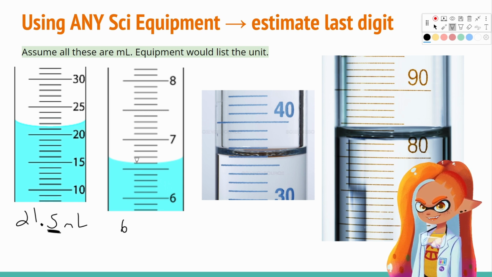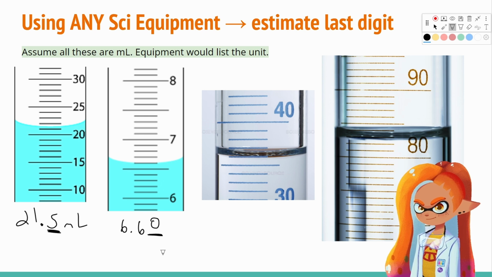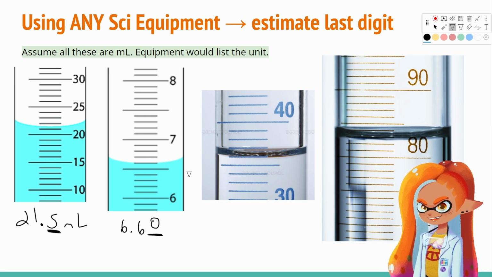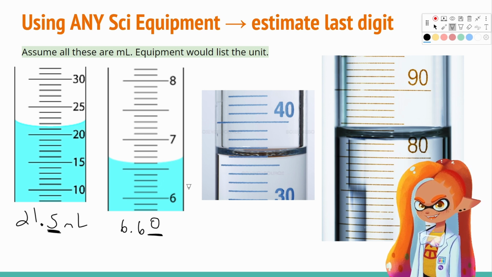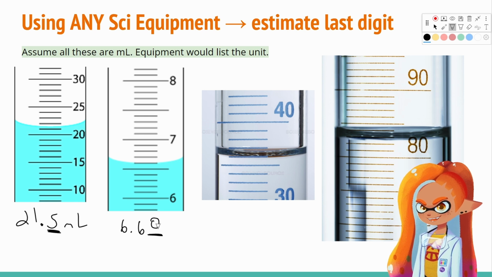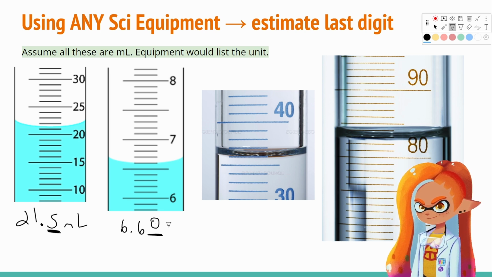I know for sure that it at least is touching that line here, so that corresponds to the 6, and then I have to guess that last digit. In this case, I could guess it's probably just touching that line, so I would say 6.60. If that line was slightly above, then you can guess 6.61 or so on. Again, you are estimating that last digit.